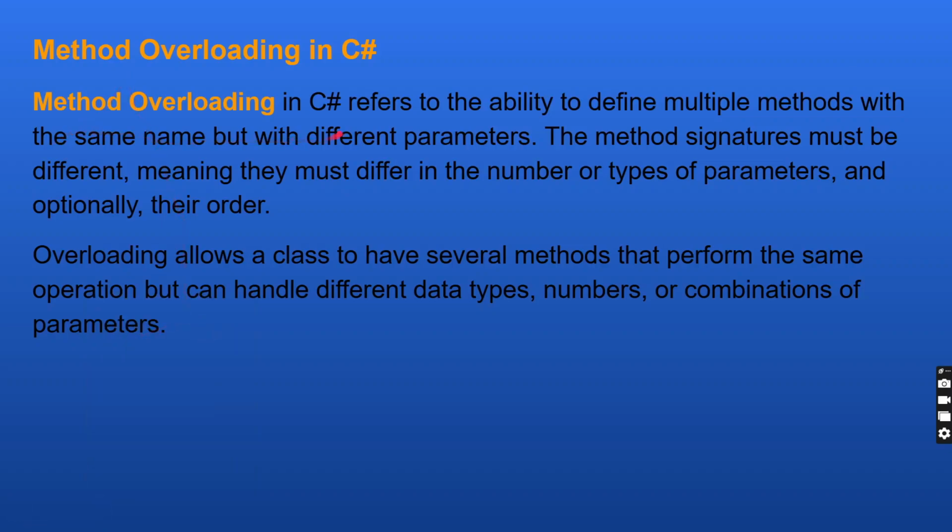Method overloading in C Sharp refers to the ability to define multiple methods with the same name but with different parameters. The method signature must be different, meaning they must differ in the number or type of parameters and optionally their order. Overloading allows a class to have several methods that perform the same operation but can handle different data types, numbers, or combinations of parameters.